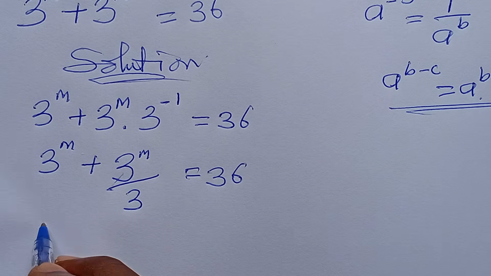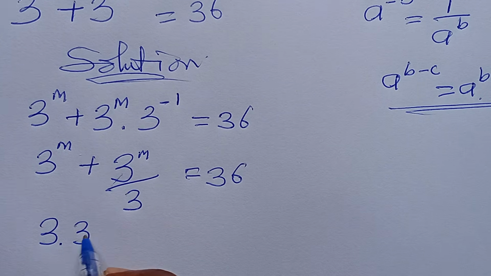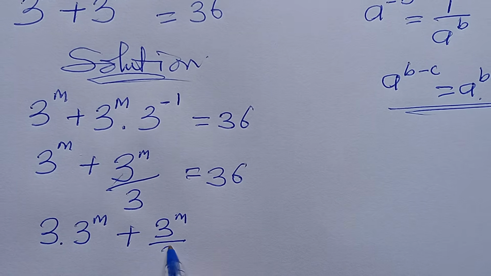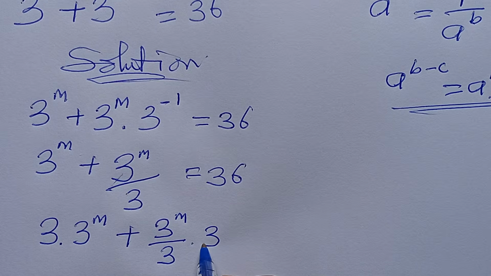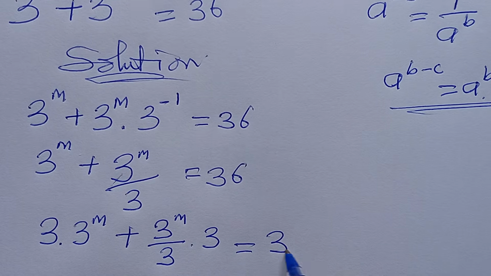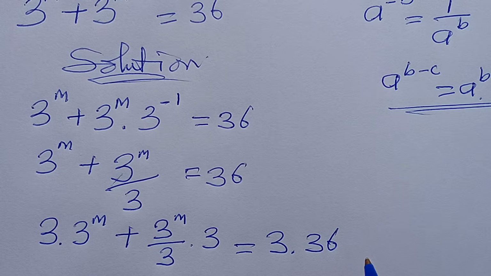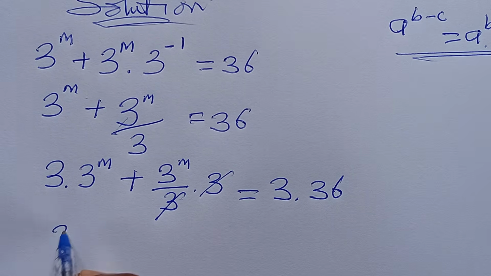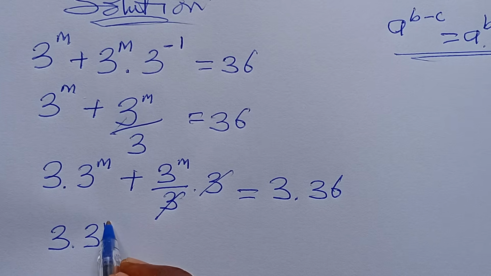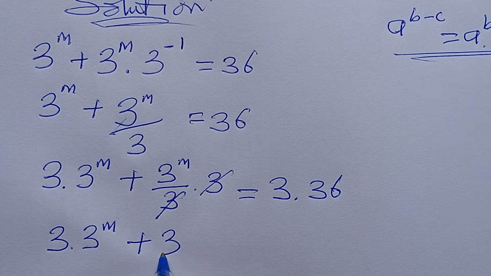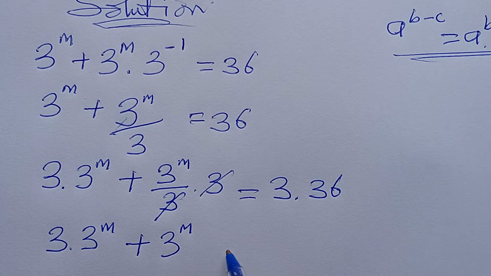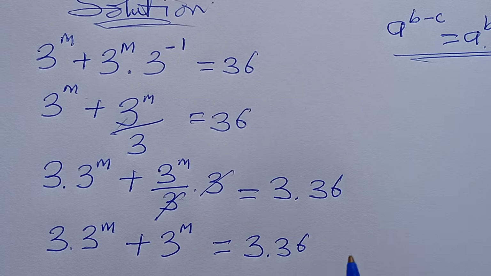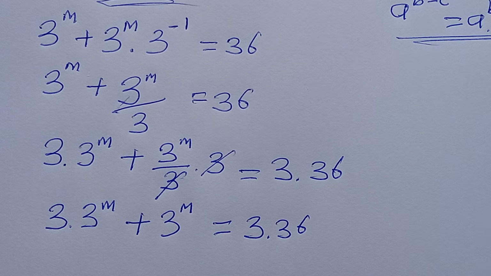And so that gives us 3 times 3 to the power of m plus 3 to the power of m all over 3, times 3, equal to 3 times 36. All right, then this leaves us with this. We now have our equation to be 3 times 3 to the power of m plus 3 to the power of m equal to 3 times 36. Very easy, right? So at this point, this is what we're going to do.